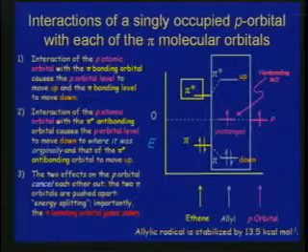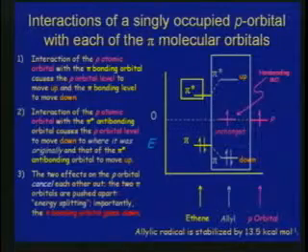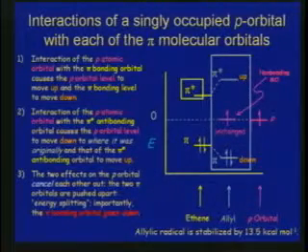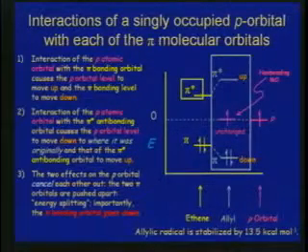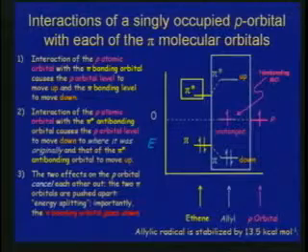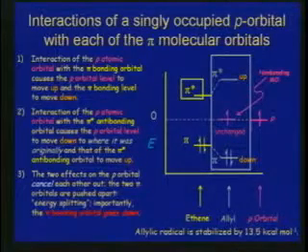Since the p is right in the middle, it gets pushed up as much as it gets pushed down, i.e., it stays where it is. It doesn't move. So what? Where's the stabilization? Well, the stabilization is because these two electrons get pushed down.